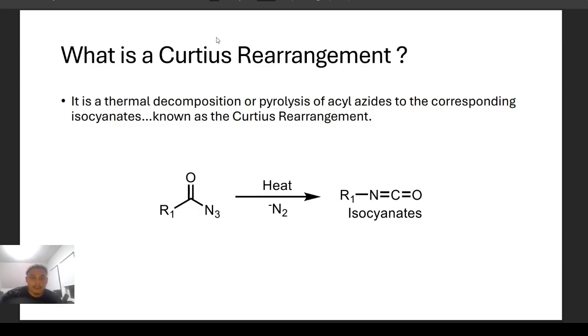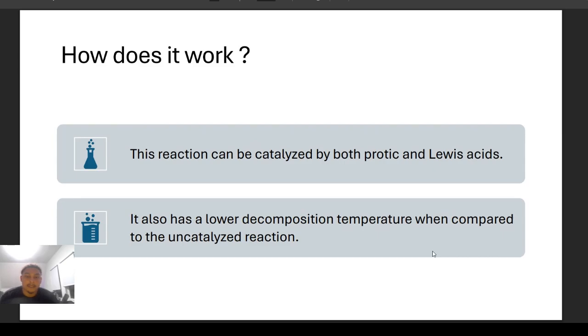So this is an acyl azide. With heat and loss of N2, this will form the isocyanate. How does it work? This reaction can be catalyzed by both protic and Lewis acids. It also has a lower decomposition temperature when compared to the uncatalyzed reaction.